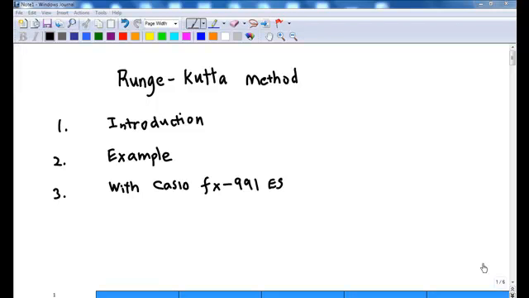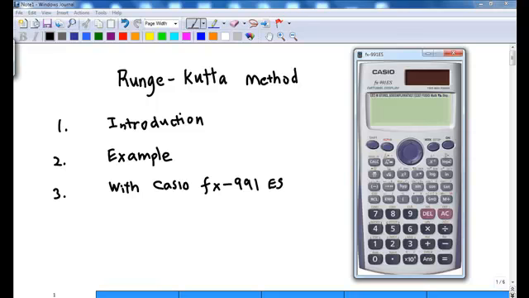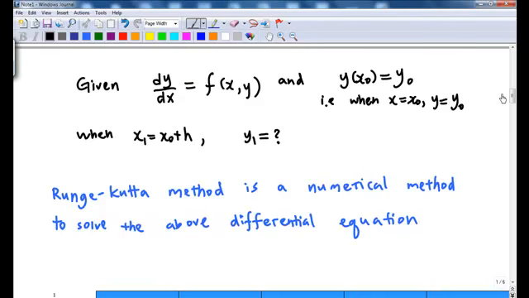This recording will show you how to implement Runge-Kutta method by the CASIO FX991ES calculator. We'll start with the introduction, then followed by the example, and finally showing you how to implement Runge-Kutta method with CASIO FX991ES. What is a Runge-Kutta method?